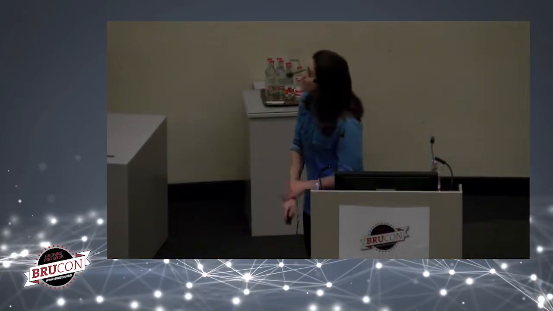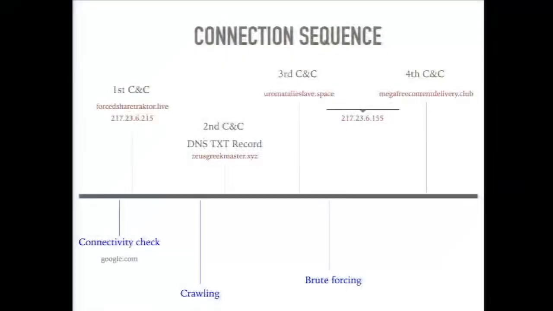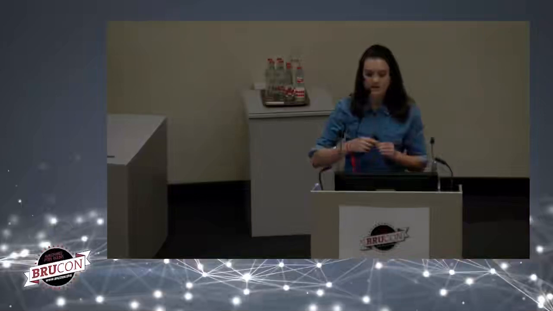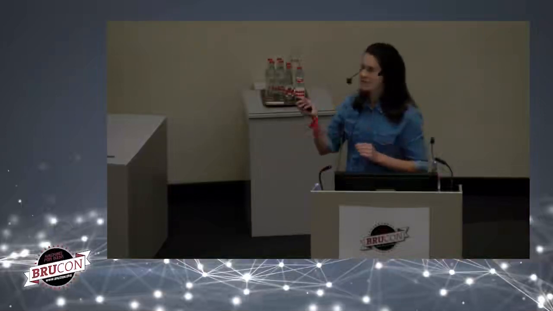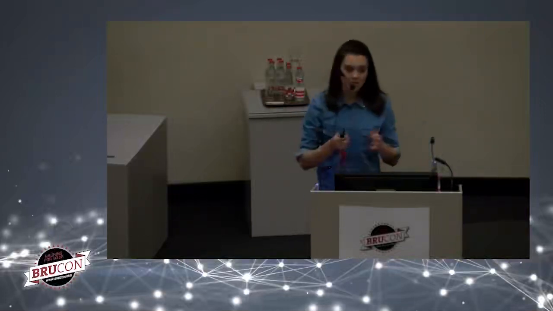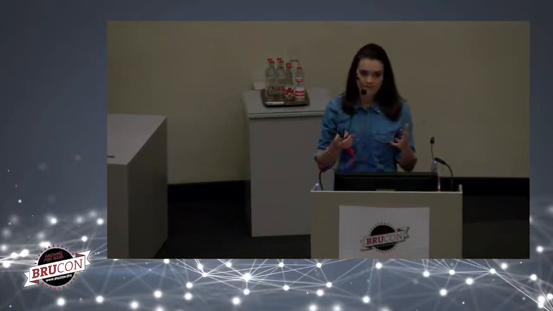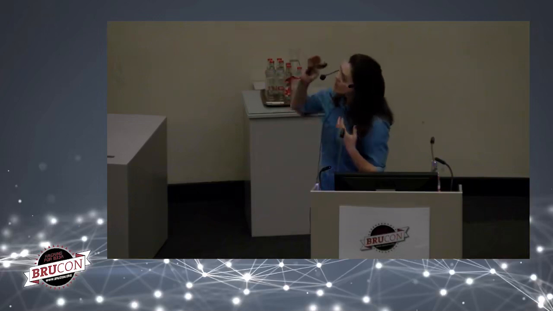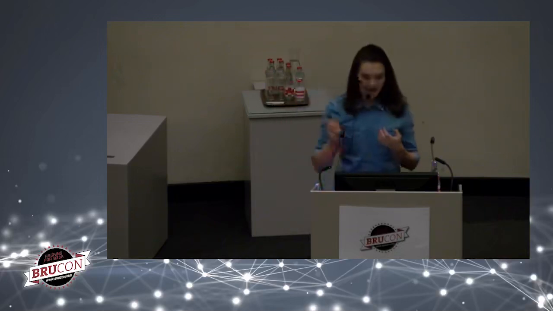So let's take a look at the connection sequence. When the bot starts, when the infection started, it's checking the connectivity. It connects to Google first, and after it gets okay, it contacts the first CNC. This CNC is hard-coded because there was no user interaction, so this domain was connected right after the connectivity check.